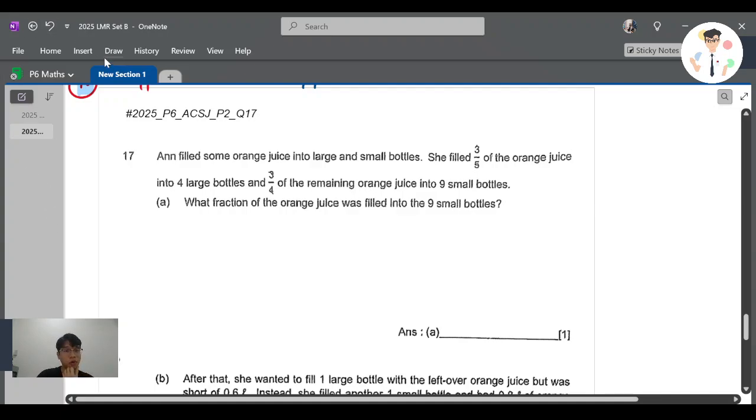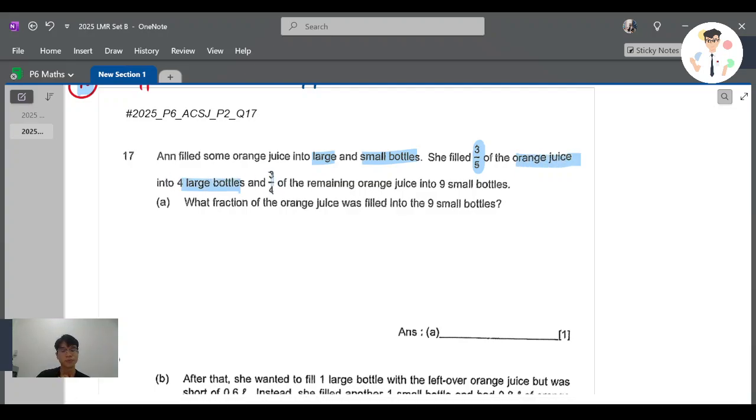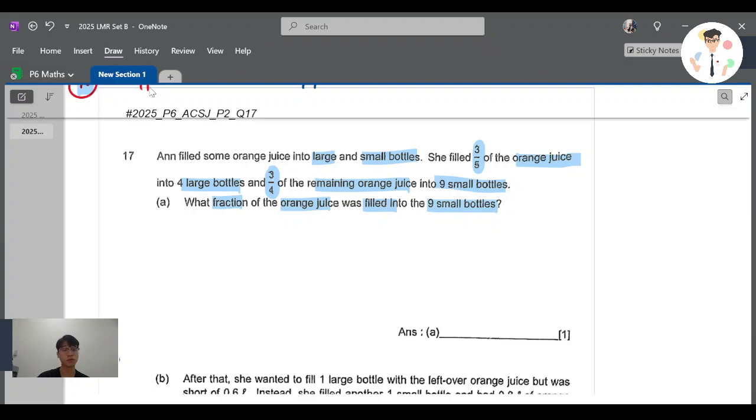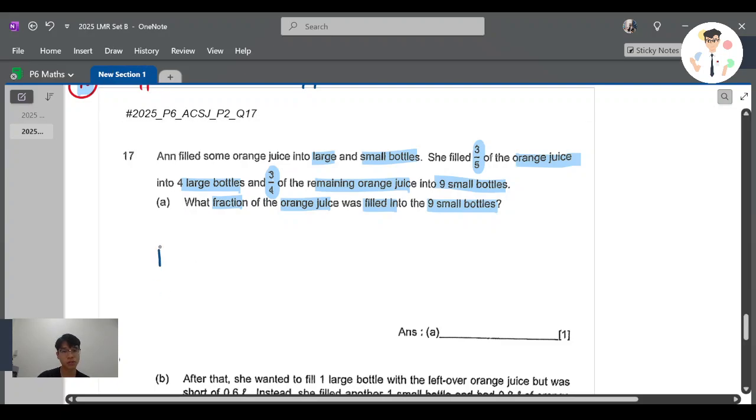And fill some oranges into a large and small bottle. So I have large and small bottles. Now, she filled 3 out of 5 of the oranges into 4 large bottles and 3 out of 4 of the remaining oranges into 9 small bottles. What fraction of the oranges was filled into 9 small bottles? I mean, perhaps it's good for us to draw a model. Let's just simply draw a model like this first.